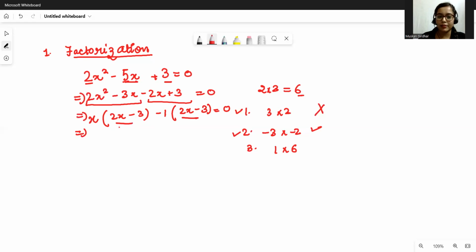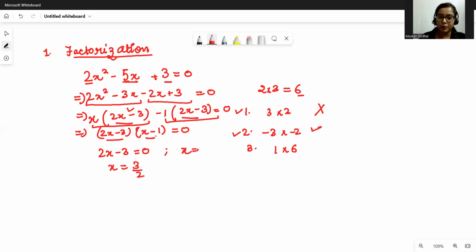My next step is to write these two factors. 2x minus 3 is common, and if I take 2x minus 3 common, I am left with x minus 1 equals 0. If these two factors are equal to 0, then 2x minus 3 equals 0, so x becomes 3 by 2, and the other, x minus 1 equals 0, gives x equals 1. So these are the two values of x.